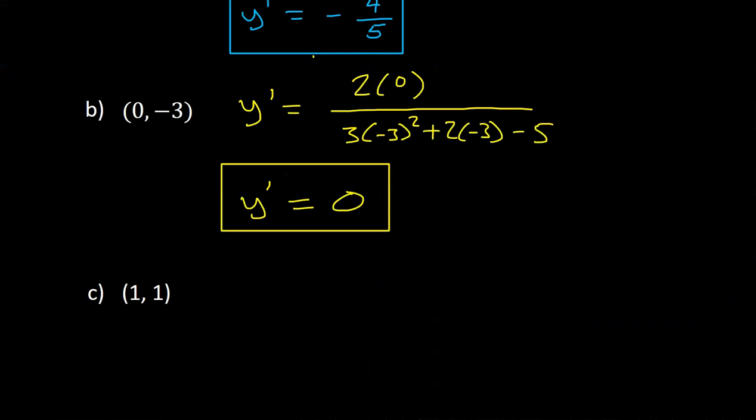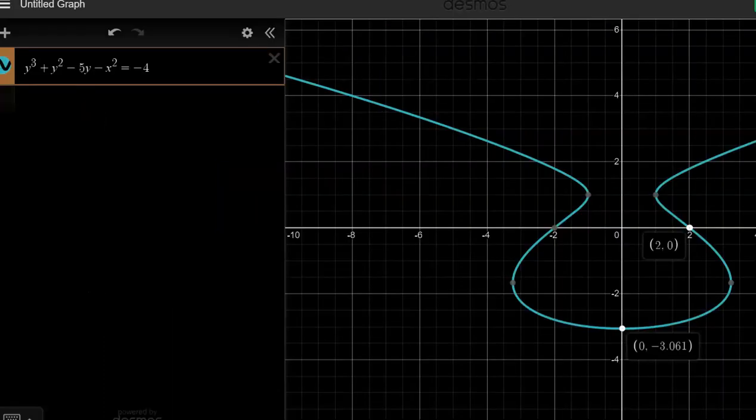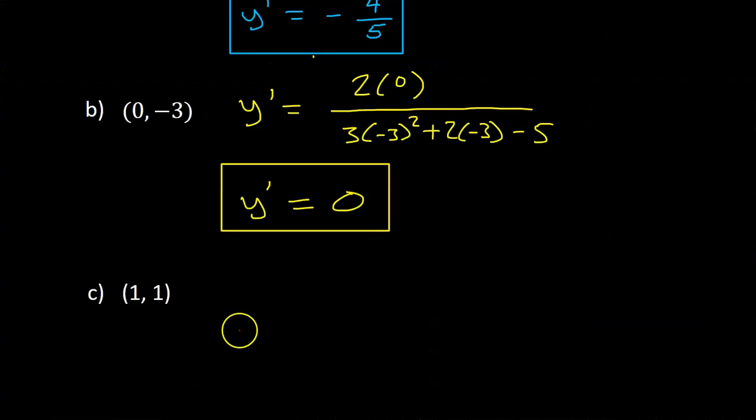All right, last one. This should be interesting. What's going to be the slope at the point (1, 1)? So the reason why this should be interesting is because here's the point (1, 1) right here. And it seems like the tangent would be a vertical line. And we know a vertical line has no slope. So the slope should turn out to be undefined. So let's take a look and see what happens.